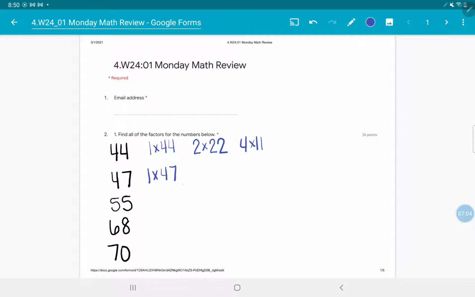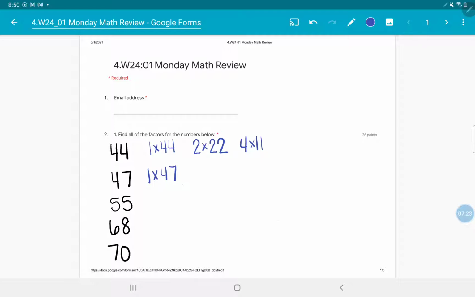All right. So we've got 1. 2 is not a factor. How about 3? Is 3 going to be a factor of 47? No. 3 times 15 is 45, and then 3 more would be 48. So 3 is not a factor.